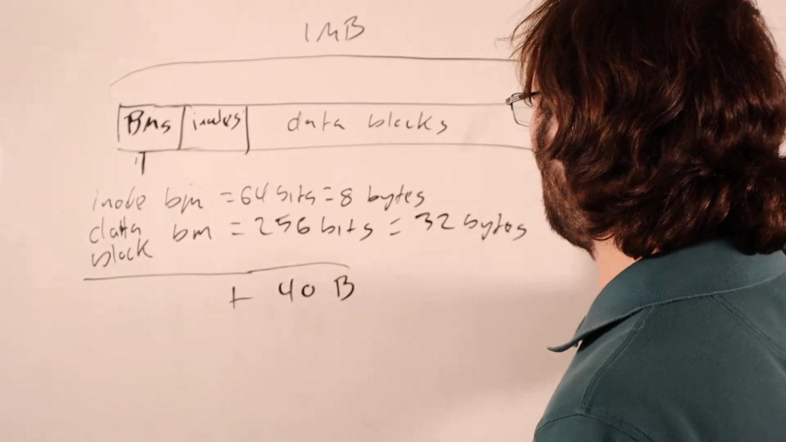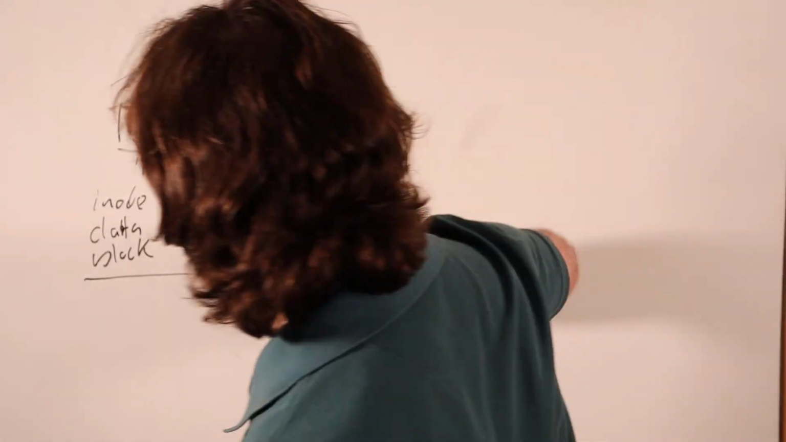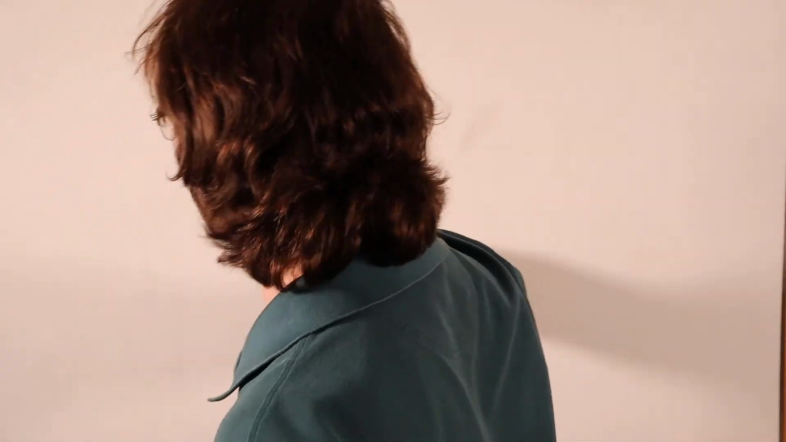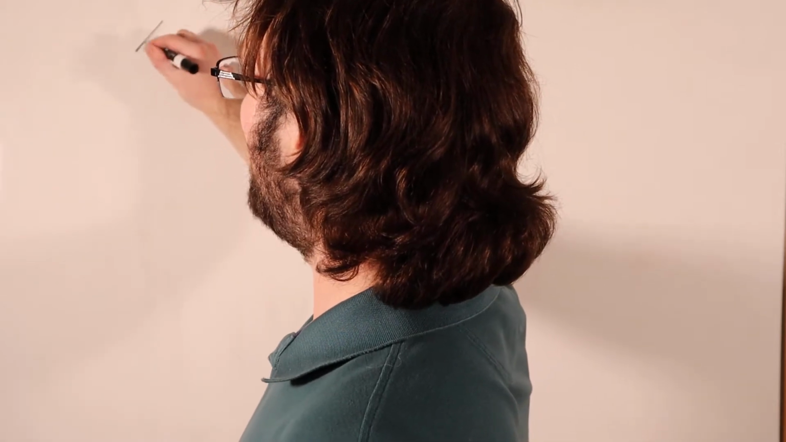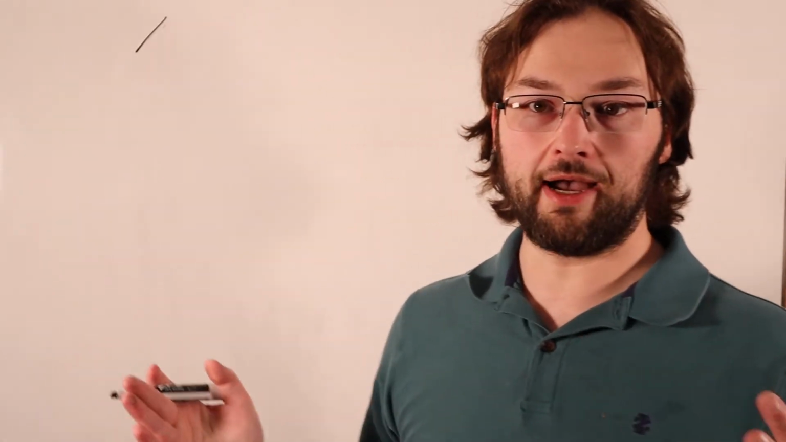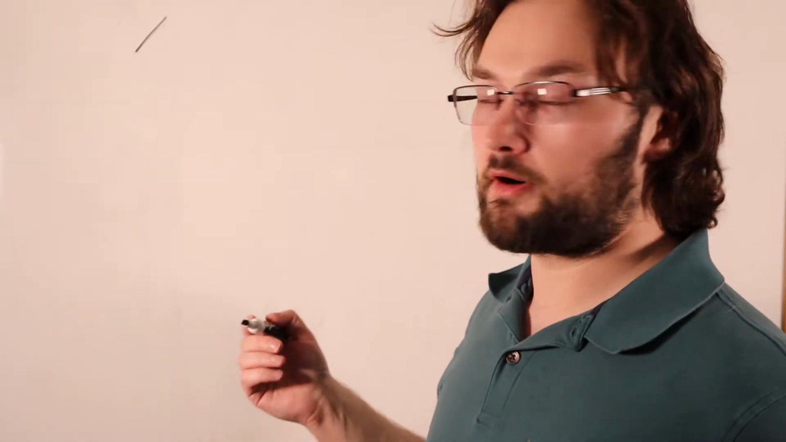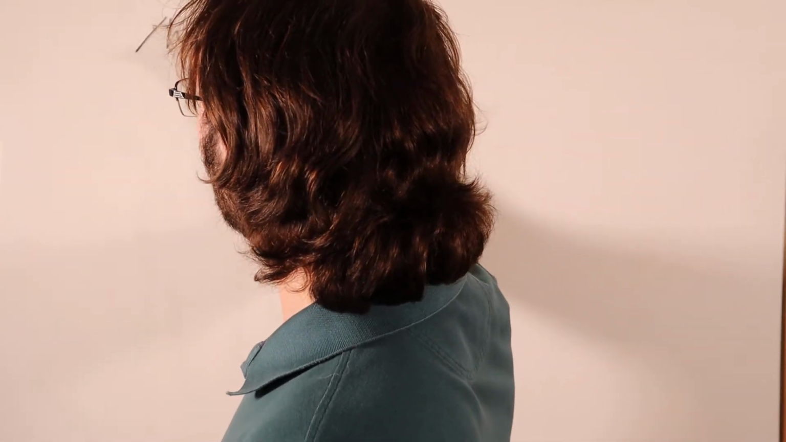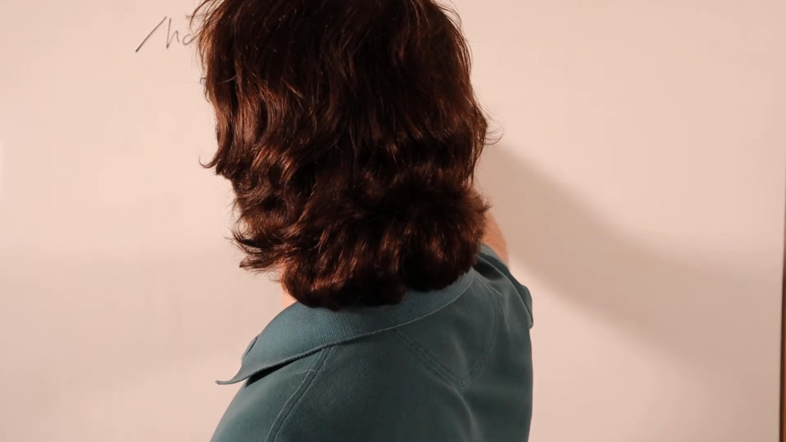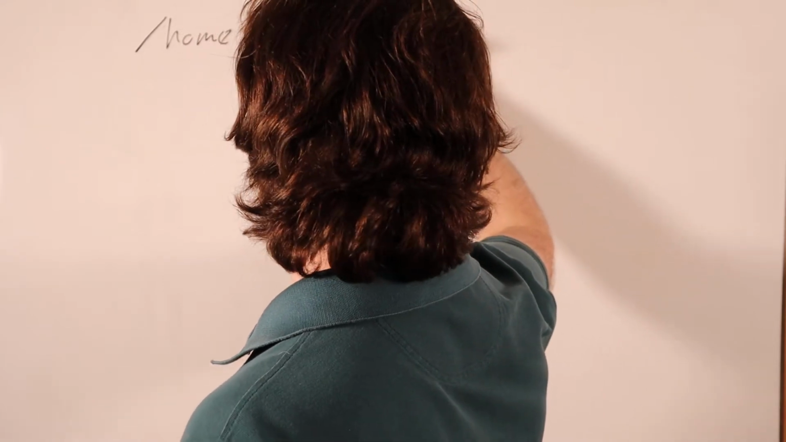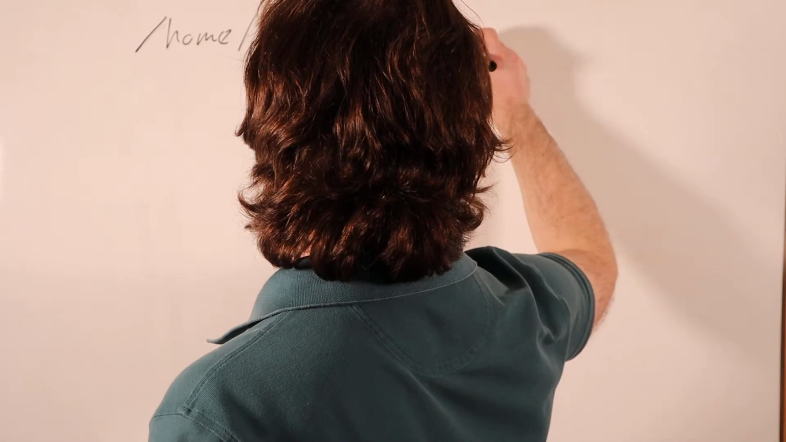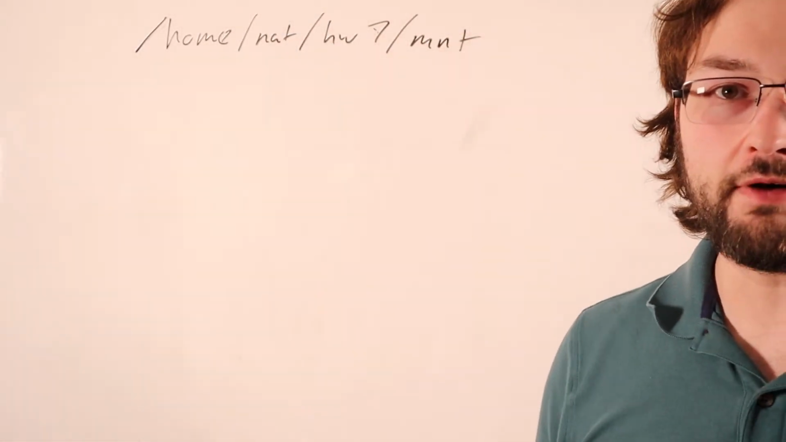So let me give an example of doing some tree traversals. If we have a path within our file system, we're not worried about absolute paths on the host system. We're only worried about paths within our file system. So let me just be clear what I mean by that. If our path on the machine is home nat homework 7 mount, and that's where we've mounted our file system.